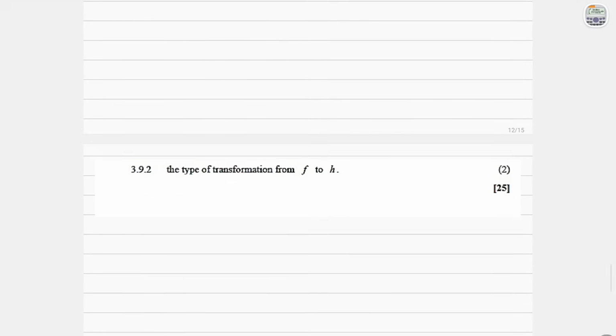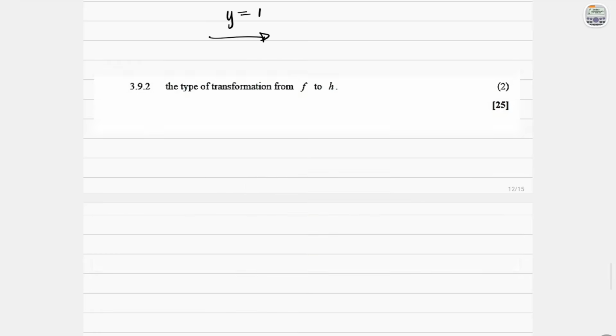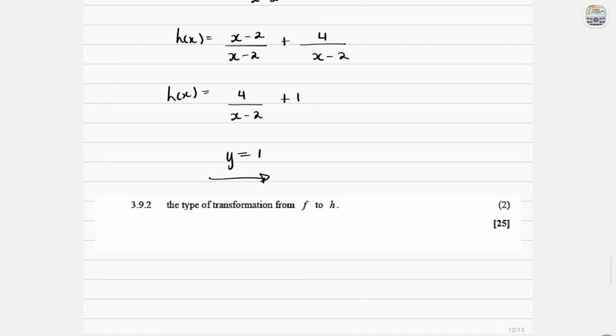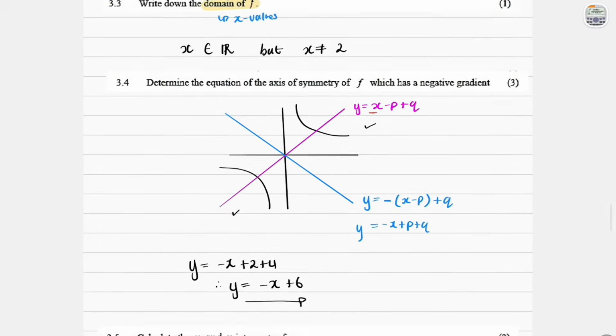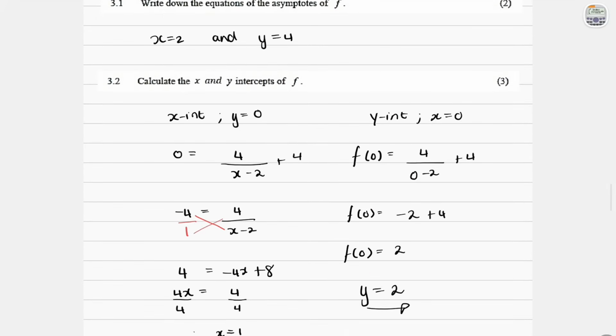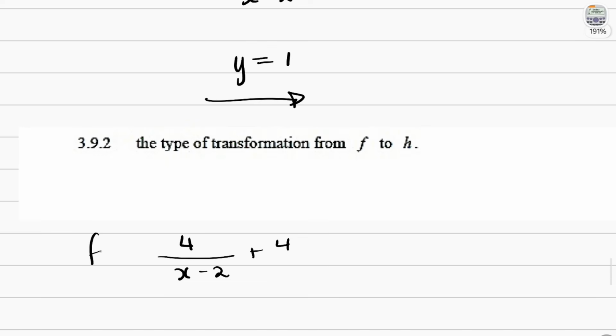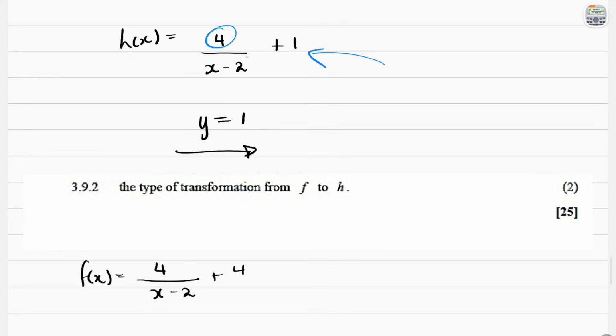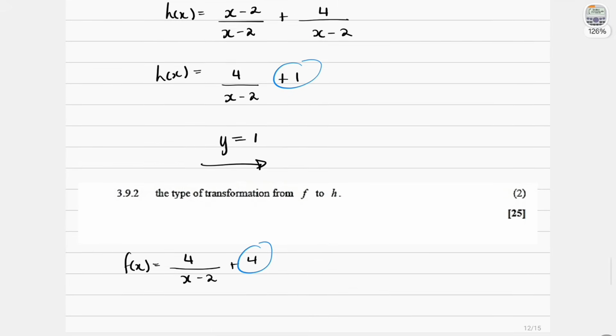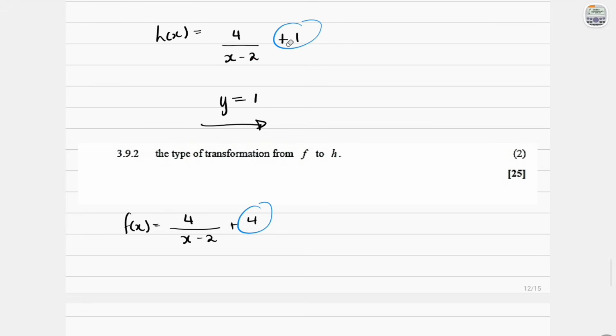Question 3.2 says we need to now describe the type of transformation from f to h. So let's look at the graph of f and remember what that looked like, and then we compare it to h, and then we'll understand what happened. So this is the graph of f. f of x is equal to this, and then h of x, we saw what this is now equal to. What did they do? You can see the 4 is still the same. The only thing that is different is this 1 and this 4. So it used to be 4 and then now it went down to 1.